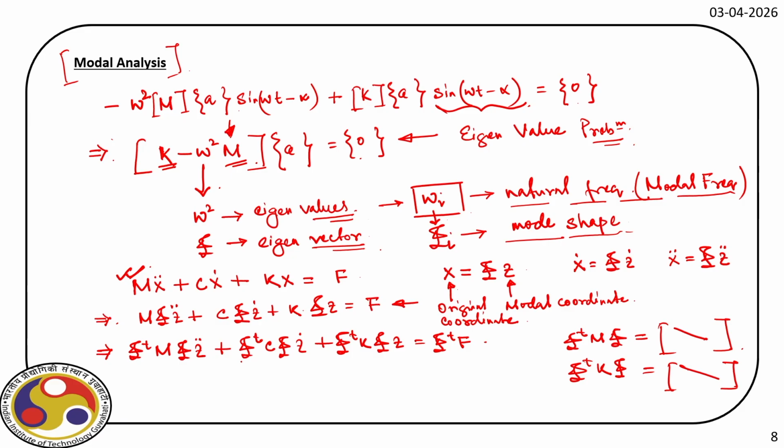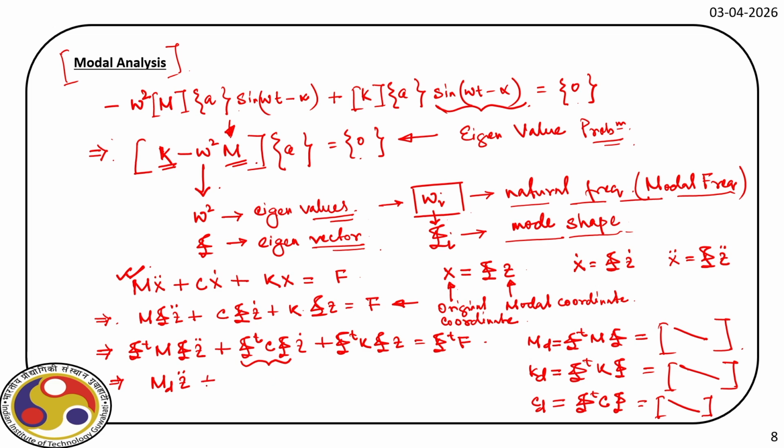For the time being, let us assume that phi transpose C phi is also a diagonal matrix, which may not always be true, but let us assume it. So in that case, let us write MD Z double dot. MD stands for phi transpose M phi. Likewise, KD stands for phi transpose K phi, and CD stands for phi transpose C phi.